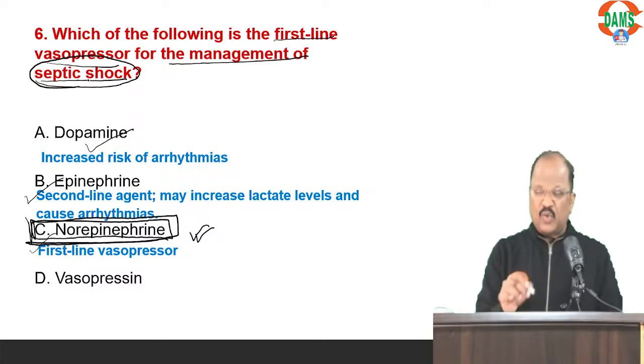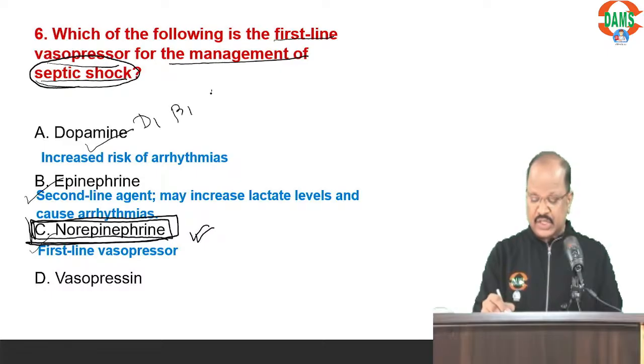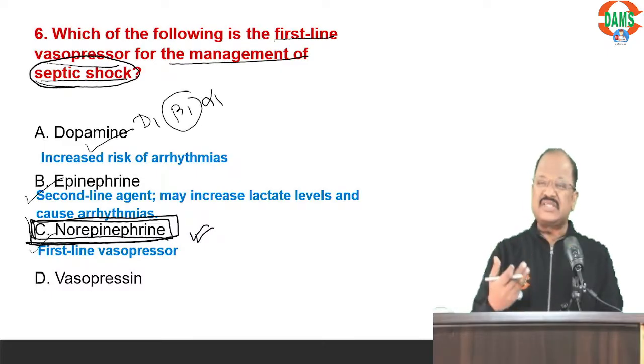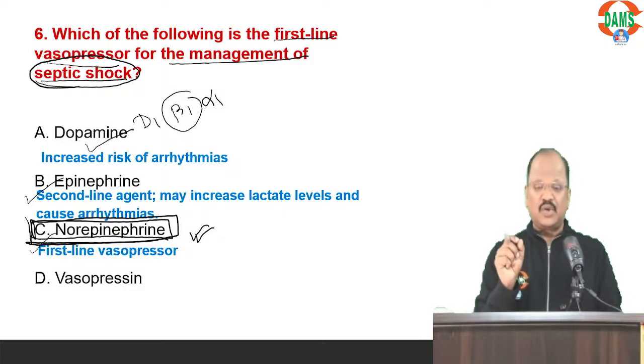In this case, they may worsen the arrhythmia. It has D1 action, beta 1 action, alpha 1 action that may worsen the arrhythmia. It's a wonderful drug for shock with oliguria.